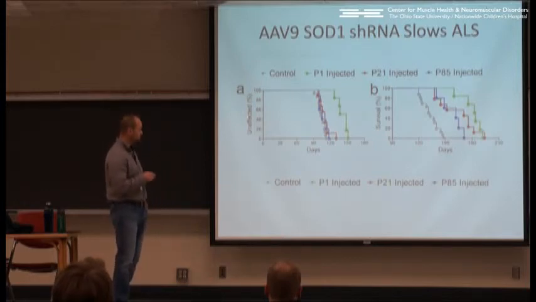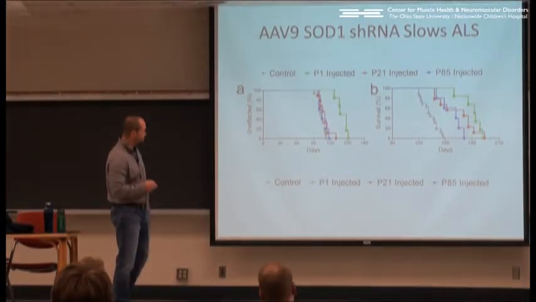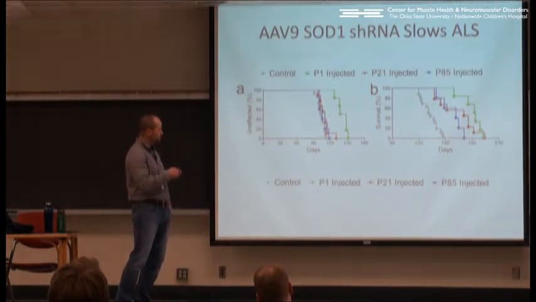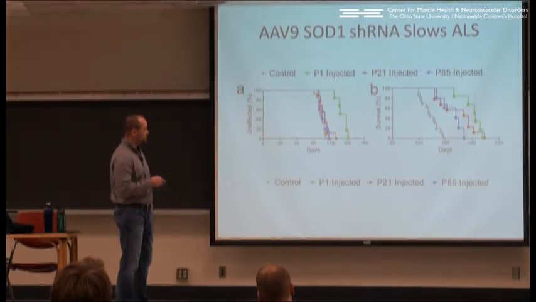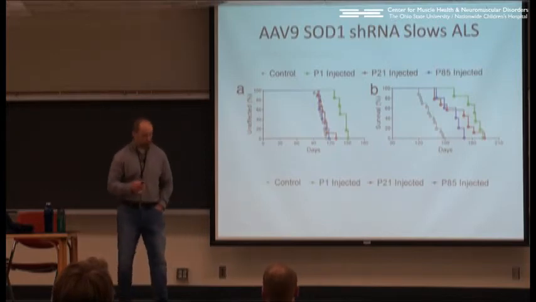So this is an unaffected disease onset. We see that the P21 and P85 and control animals are all clustering very well between 90 and 120 days. But we see that we've delayed onset in the P1 animals. And then if we ask about survival, now we can start to see our P21 and P85 animals separate from our control treated animals. And again, P1, which targets a group of motor neurons, is seeing even greater change.